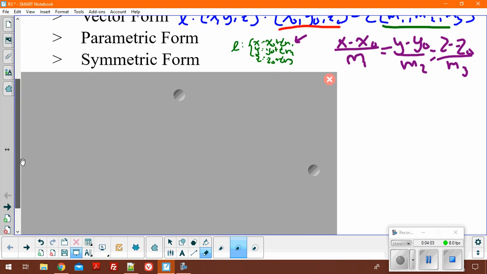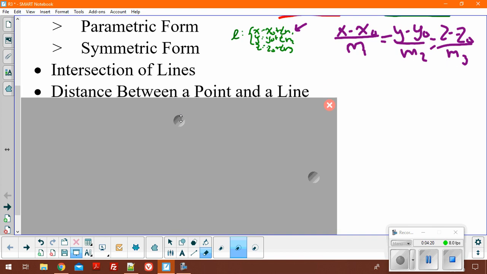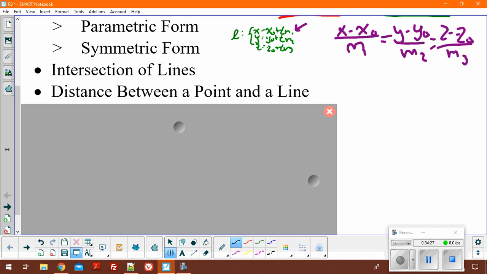Then we did some different things with them. You have to be able to solve for the intersection of lines. The way you do that is you take the parametric form of both, set the parameters equal to each other, and start solving for your different variables and see what you get. You need to be able to determine the distance between a point and a line. So if this is my line, and I have some point up here.